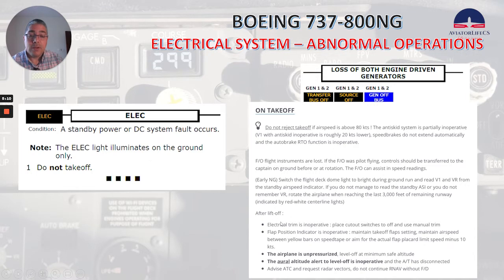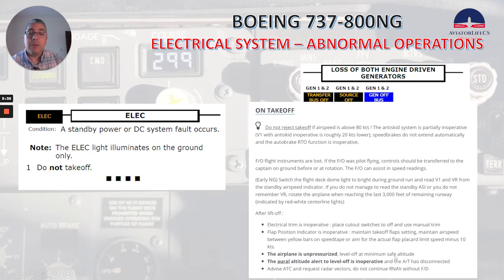After liftoff, electrical trim is inoperative. Place cutout switches to off and use manual trim. Flap position indicator is inoperative. Maintain takeoff flap setting. Maintain airspeed between yellow bars on speed tape or aim for the actual flap placard limit speed minus 10 knots. The airplane is unpressurized.